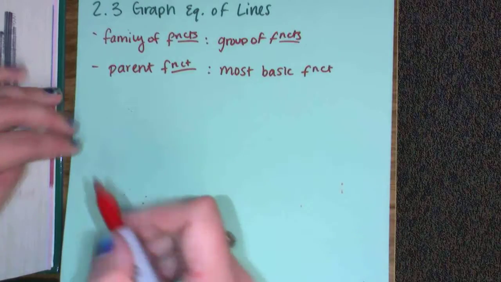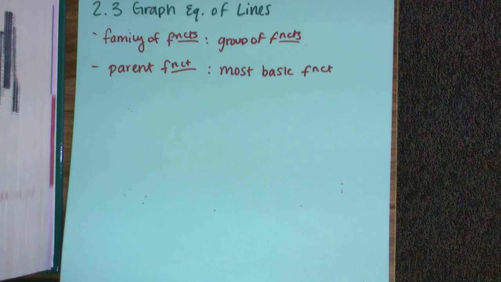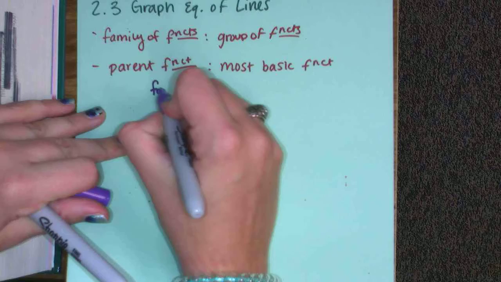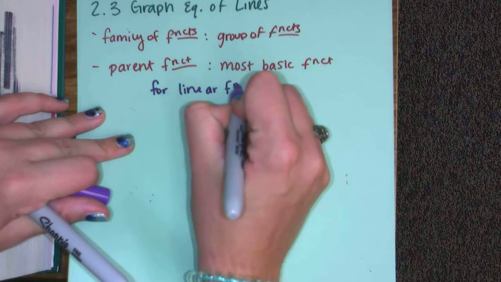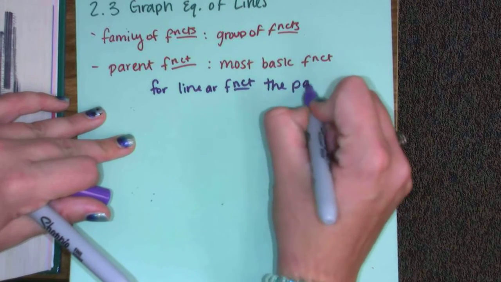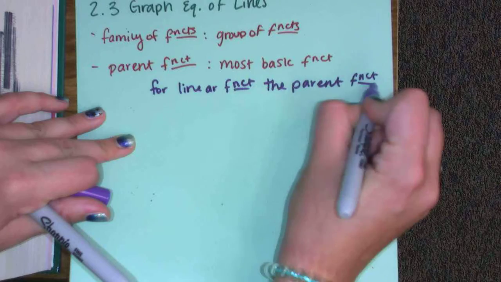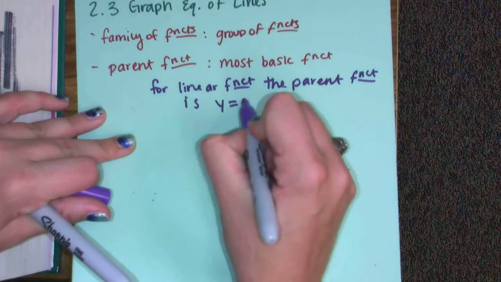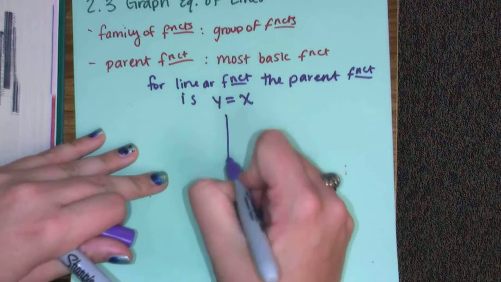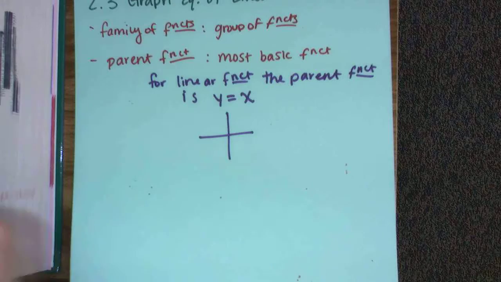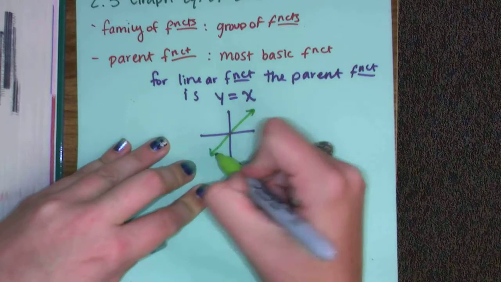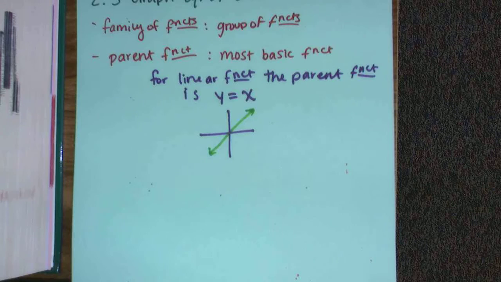Okay, so just for reference here, the parent function for a linear function is y is equal to x, and essentially that graph just looks like, try to get a color that you guys can see. It just looks like that. Okay, so the y-intercept is 0, and it has a slope of 1. That's the most basic function, and that's the parent function for linear functions.